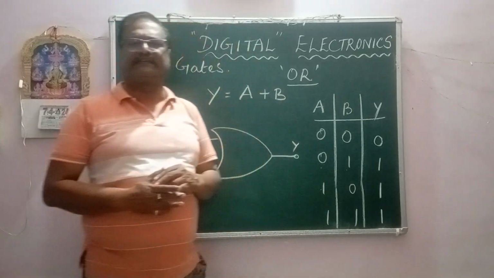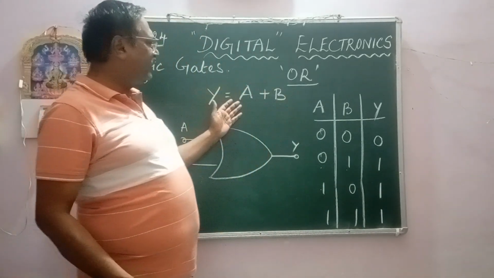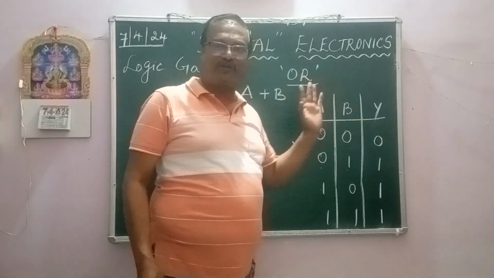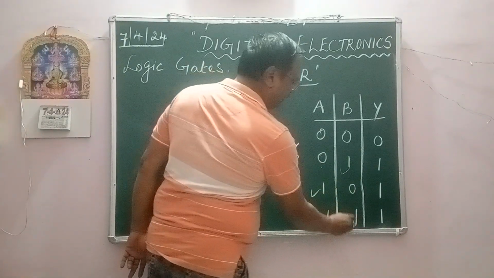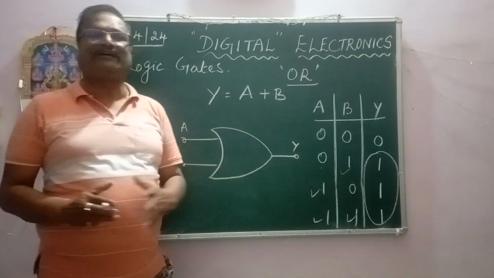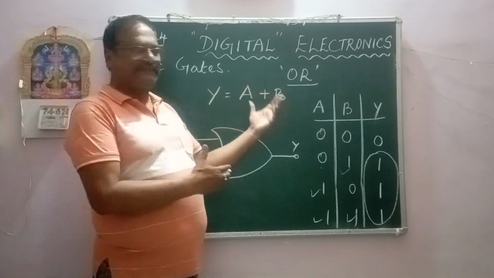Don't mug it up, please. Don't mug it up. You remember it like this: if either A or B is high, the output will be high. That's all. Here you see, both are high, so all these are high. Never mug it up. Understand the concept. Why is it called this gate?